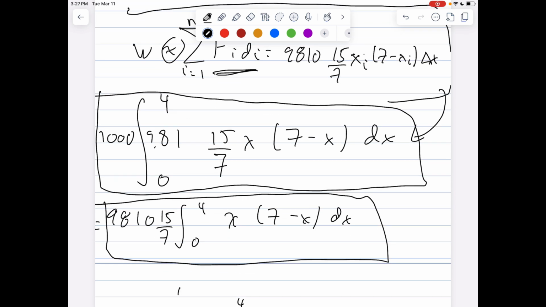You can think of the change of x turning into the dx, the 7 minus x sub i is 7 minus x, 15/7 x sub i is 15/7 x, and then 9810 here. Sorry, I had the unsimplified form there, 9810. And there you go. You would just go ahead and integrate that. Usually the integration is actually the easiest part of all these. It's the setup, okay?